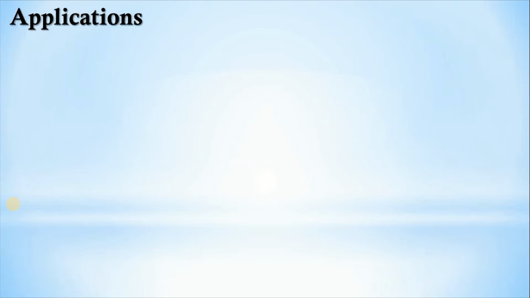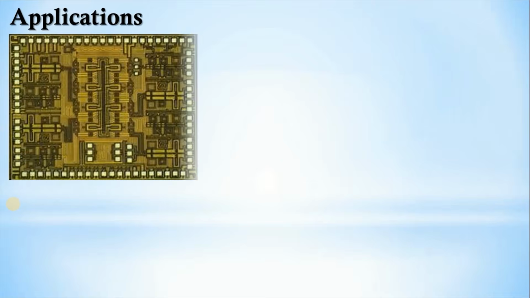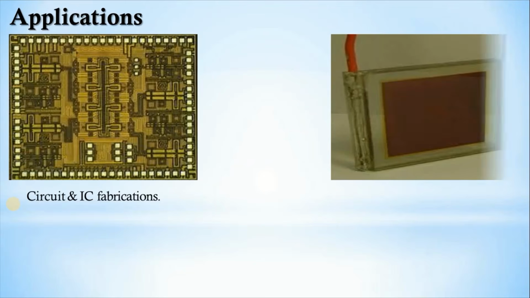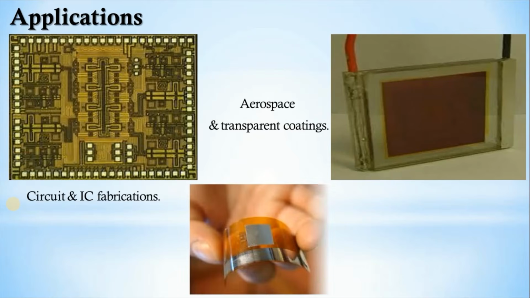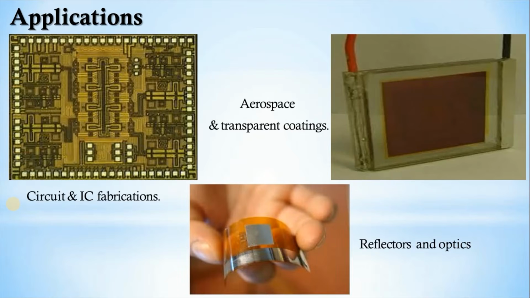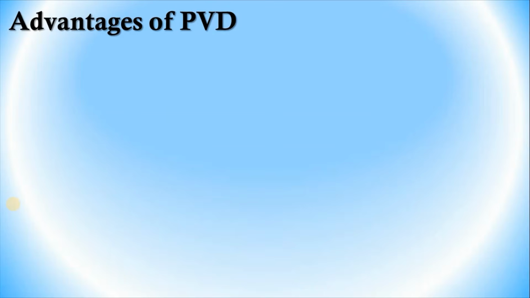Now we use this PVD process in applications like circuit and IC fabrication. Also we use it for aerospace and transparent coatings. We use this process in reflectors and optics. So it has advantages. What are the advantages that we are going to see?